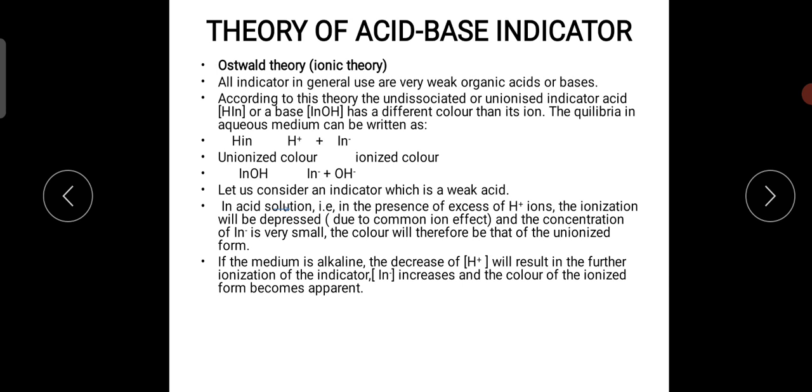Then the theory of acid base indicator. There are two theories, Ostwald theory and Quinoid theory. We can also call Ostwald theory the ionic theory. Here we are talking about indicators. All indicators are organic acids and bases. According to this theory, there is an undissociated or unionized indicator. Undissociated means the molecule is not getting separated. That is called undissociated.